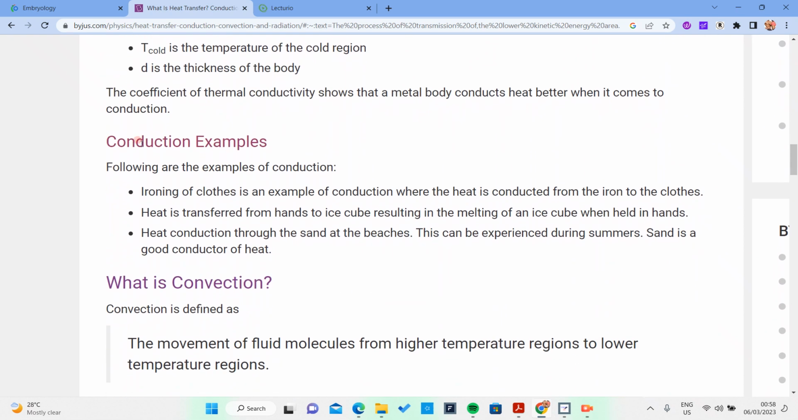So examples of conduction, you have ironing of clothes. Yes, that's a very good example of conduction. Examples of cases of conduction: when you place your hand on an ice cube, heat is being transferred from your body to the ice cube. You know that when you hold the ice cube, it tends to melt. That's because of the heat that is escaping from your body towards the ice cube.